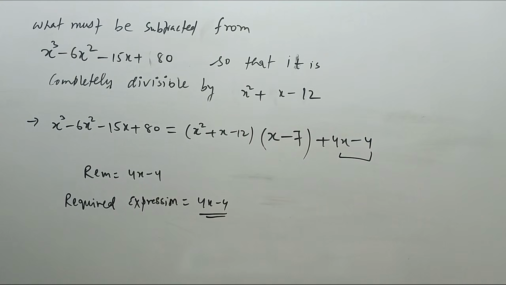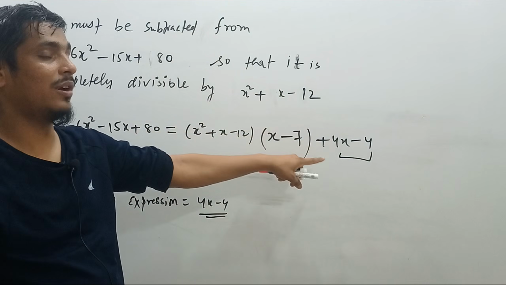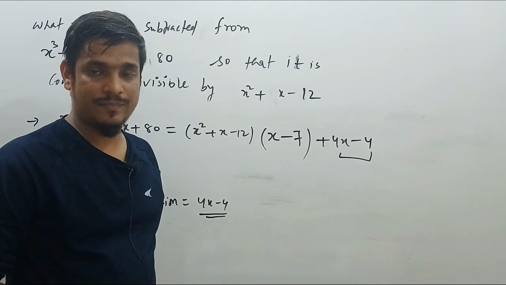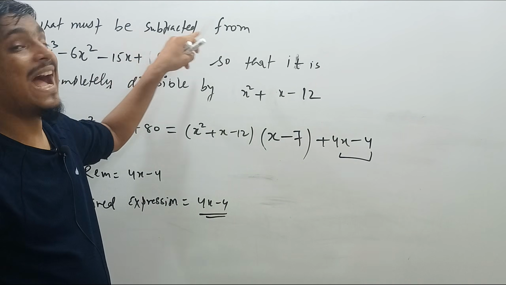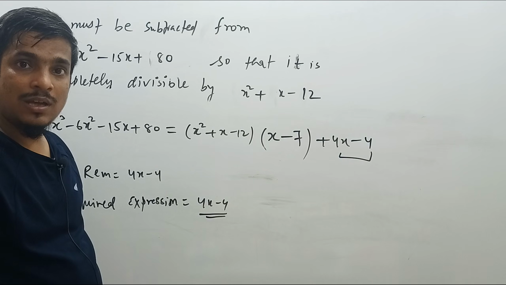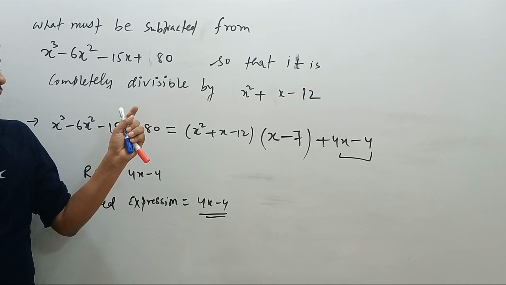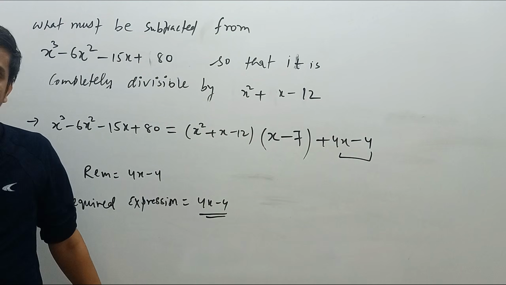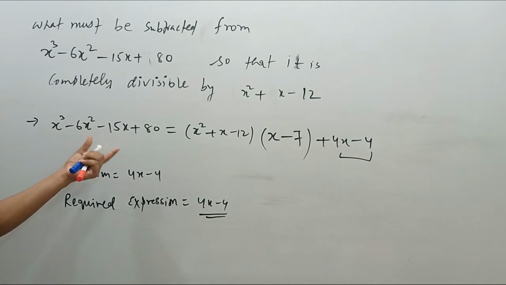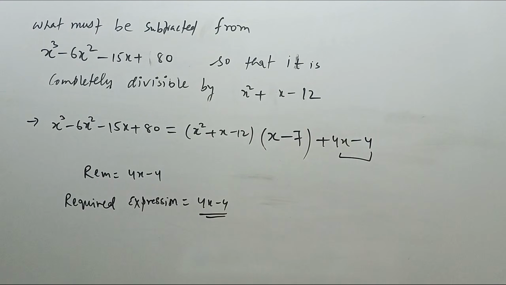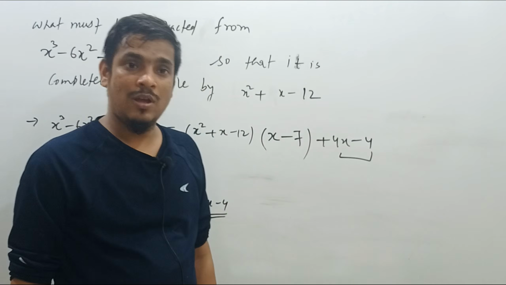In the case of subtraction, we just subtract whatever remainder we are getting. But if the question asks what must be added, then we need to add the negative of the remainder that we are getting. Whatever the remainder is, we add the negative of that remainder to the given polynomial so that it will be completely divisible by x square plus x minus 12.